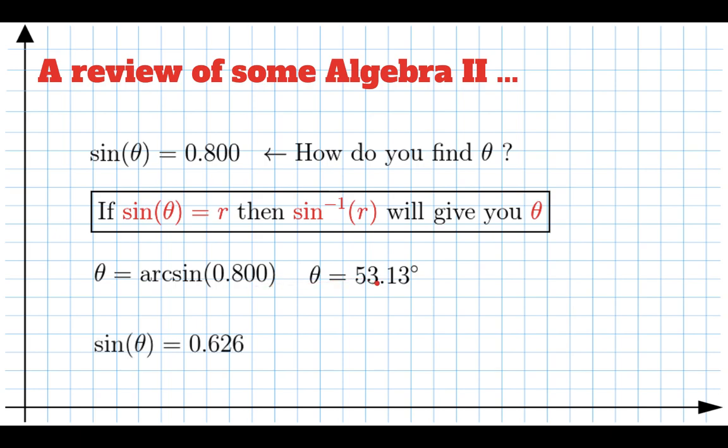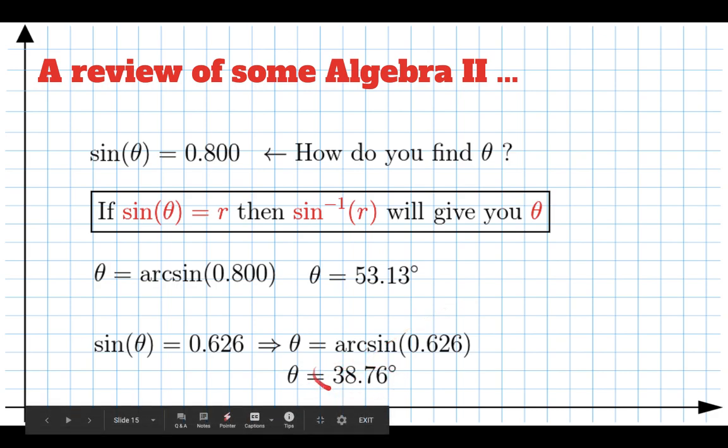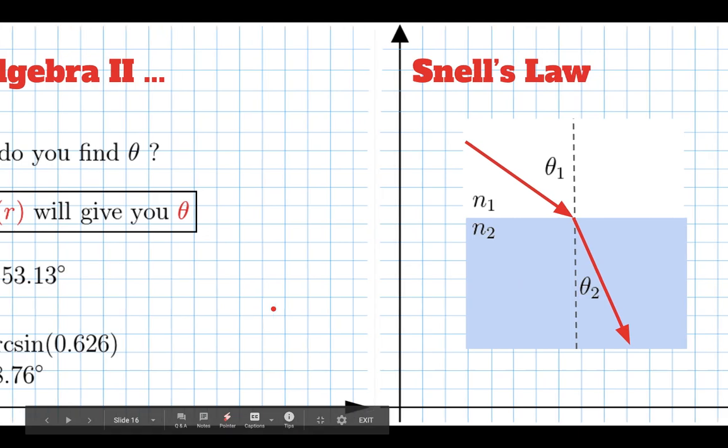Let's just practice one more. If the sine of an angle is 0.626, how do we find the angle? Well, we have to take the arc sine of 0.626. Putting that in our calculator, we get 38.76 degrees. And you can check it. If you would go back here and take the sine of 38.76, you'll get 0.626. So we're going to use that because we're going to look at Snell's law, which involves sines.